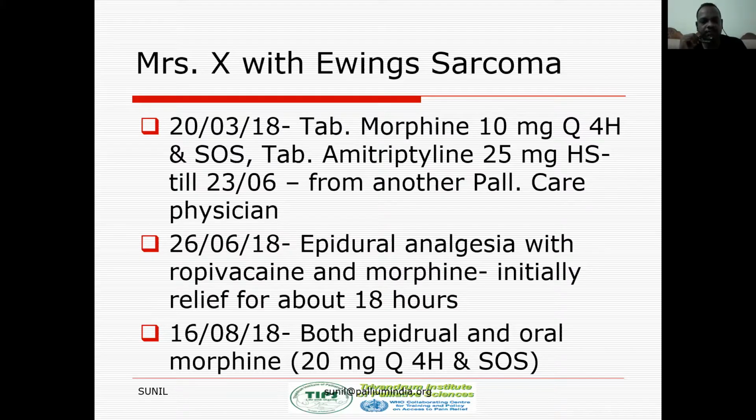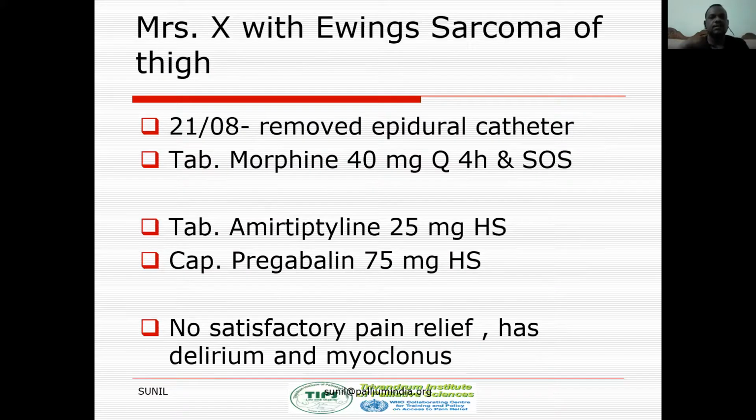Because of poor pain relief with epidural analgesia, the patient also received oral morphine 20 milligram 4 hourly and SOS. After about 2 months, the epidural catheter was removed, and the morphine dose was increased to 40 milligram, and the pain physician started her on amitriptyline and pregabalin. But there was no satisfactory pain relief. The patient was in severe pain. In addition, she had delirium and myoclonus.